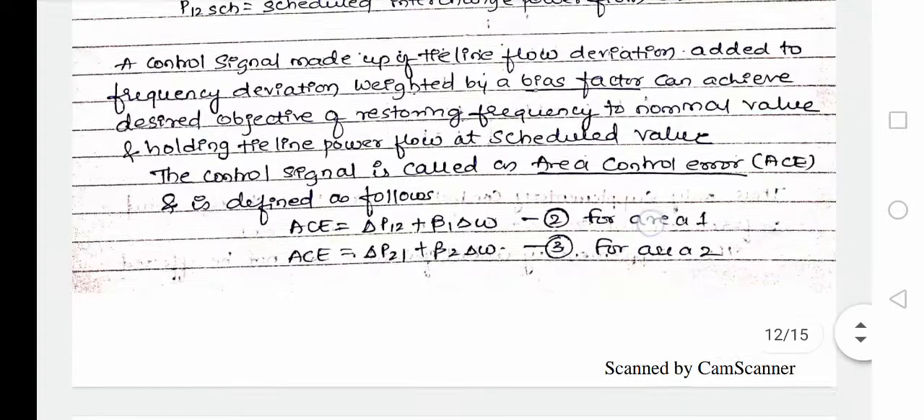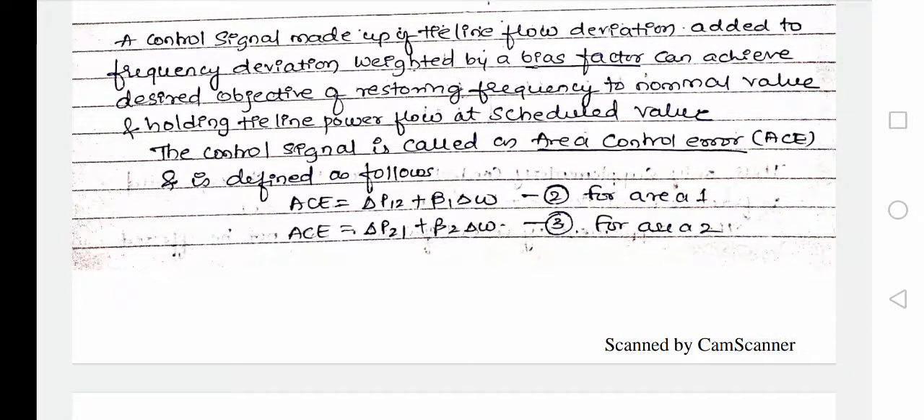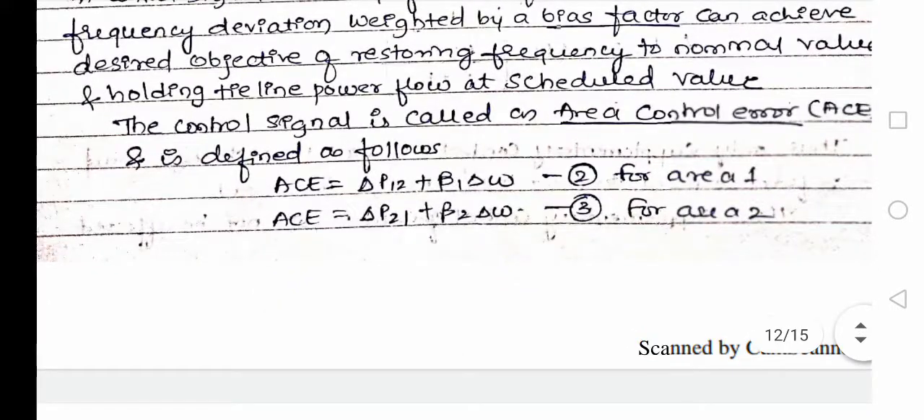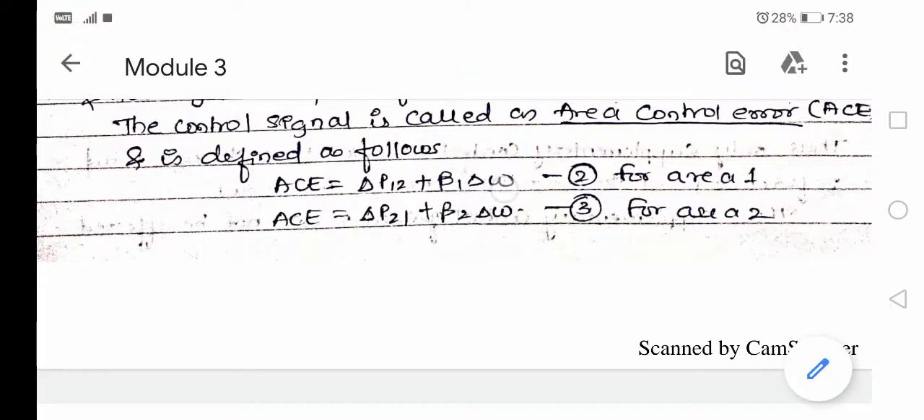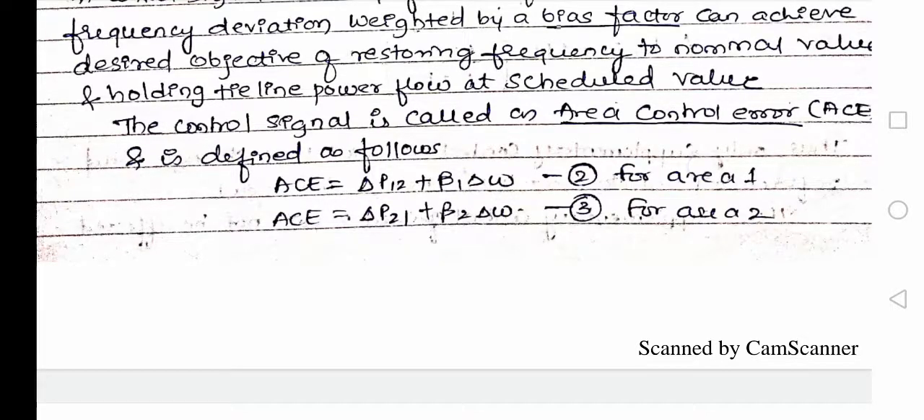So to achieve this, the control signal we are taking is called the area control error, that is ACE. The area control error can be defined as ACE is equal to delta P12 plus beta 1 of delta omega. This is for area number 1. And for area number 2, the area control error is delta P21 plus beta 2 of delta omega.